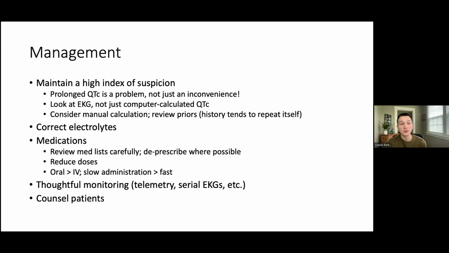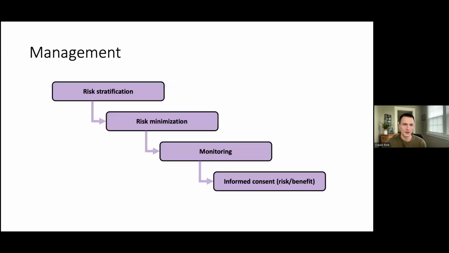Know that reducing doses and then changing your route and speed of administration does make a difference. So lower doses, oral administration, and more slowly is going to result in less QT prolongation. Also think about thoughtful monitoring. So when should we use telemetry or serial EKGs? And then counseling patients is going to be relevant here. So I think this is sort of the four-pronged approach I would recommend, which includes stratifying risk, minimizing it where possible, and then our monitoring and informed consent.